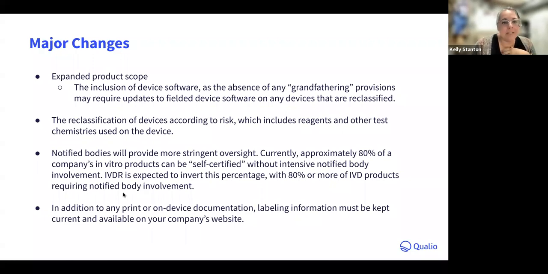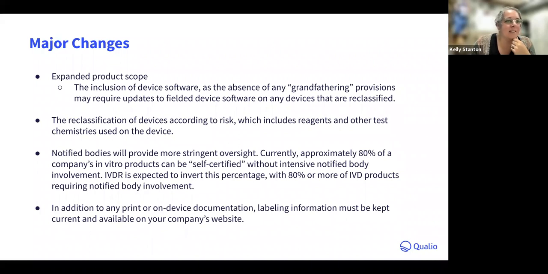Currently, approximately 80% of a company's in vitro products can be self-certified without intensive notified body involvement, but IVDR is expected to invert this percentage, with 80% or more of IVD products requiring notified body involvement. And in addition to any print or on-device documentation, labeling information must be kept current and available on your company's website. It's amazing to me how often that step is missed in a change management process. People don't necessarily keep a good track of where all the copies of our instructions for use are kept in the organization.